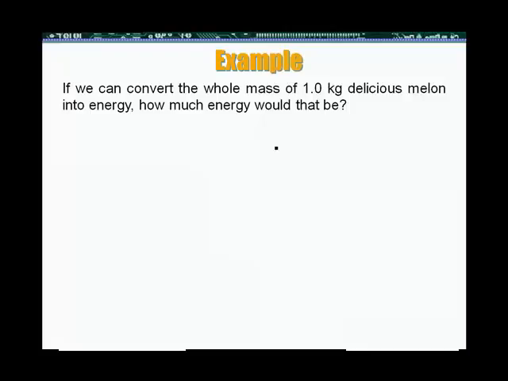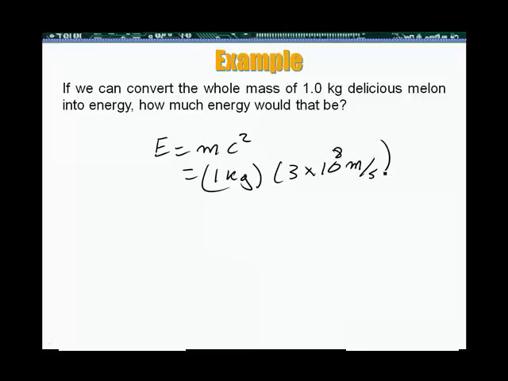Let's say we can convert the whole mass of a 1 kilogram delicious melon into energy. How much energy would that be? Now, E is equal to mc squared. Now, m is 1 kilogram, c is 3 times 10 to the 8 meters per second. Now, this is squared. So what we have here as an answer is 9 times 10 to the 16th joules.